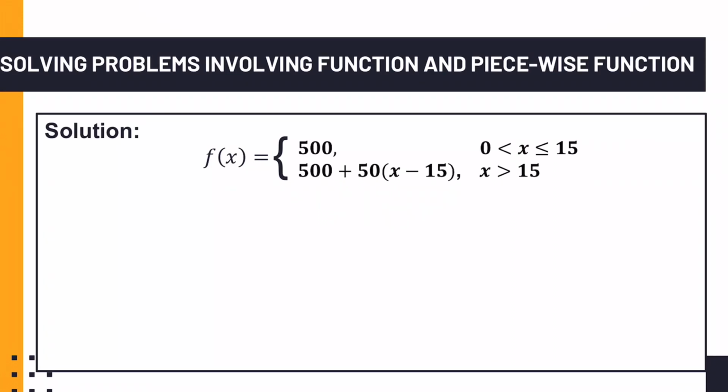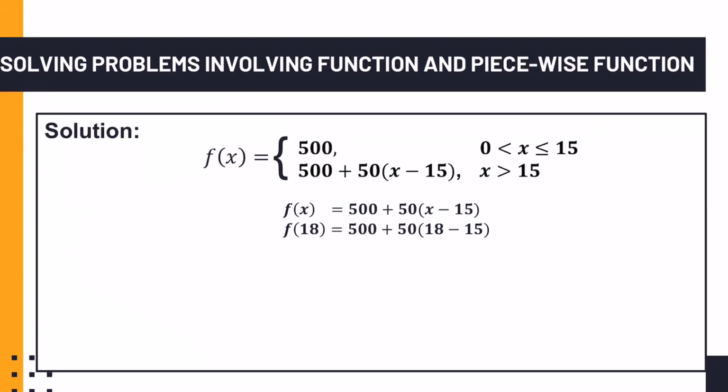Going back to the problem number 2, since problem number 2 pertains to 18 passengers, that means the value of the variable x is greater than 15. Therefore, we will be using sub-function 2, which is f of x is equal to 500 plus 50 times the quantity of x minus 15. Next thing you will do is to replace all variable x by positive 18. That would be f of 18 is equal to 500 plus 50 times the quantity of 18 minus 15.